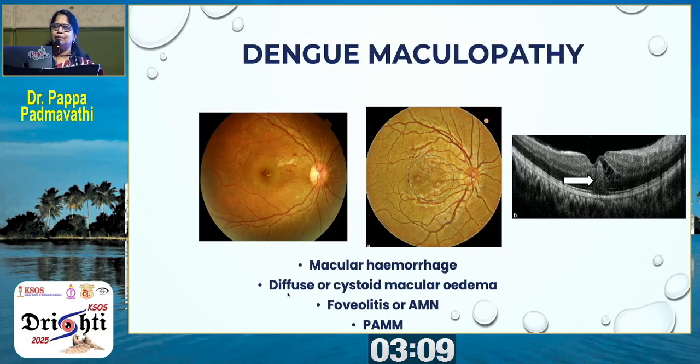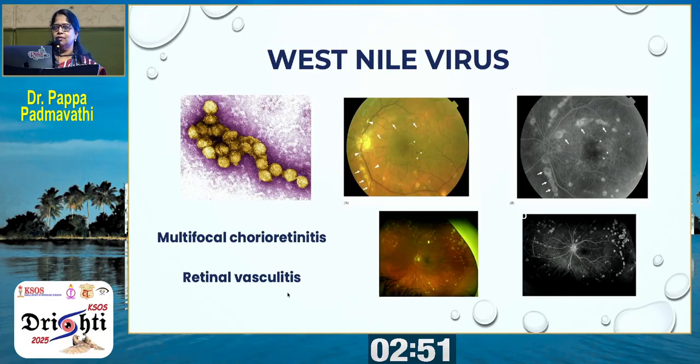Dengue is famous for the macular lesions. It can cause dengue maculopathy. It can be a macular hemorrhage, or a diffuse or cystoid macular edema, or it can produce a fovealitis, which we call AMN, or a PAM-like picture. Patients will have scotomas and defective vision.